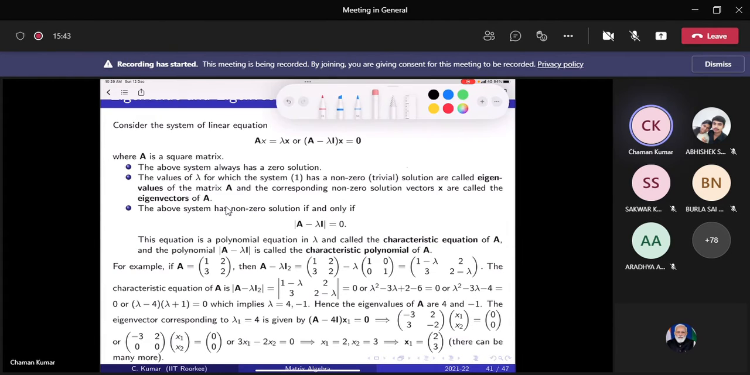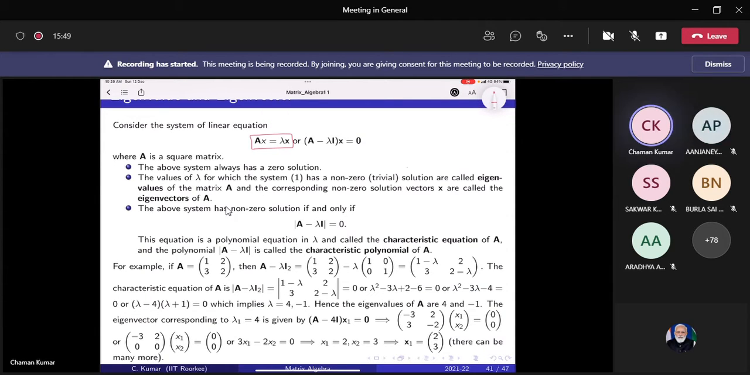Okay, so now we can see this geometrically as well. Let us consider this example itself. So you have this matrix 1, 2, 3, 2, and consider the case lambda is equal to 4.